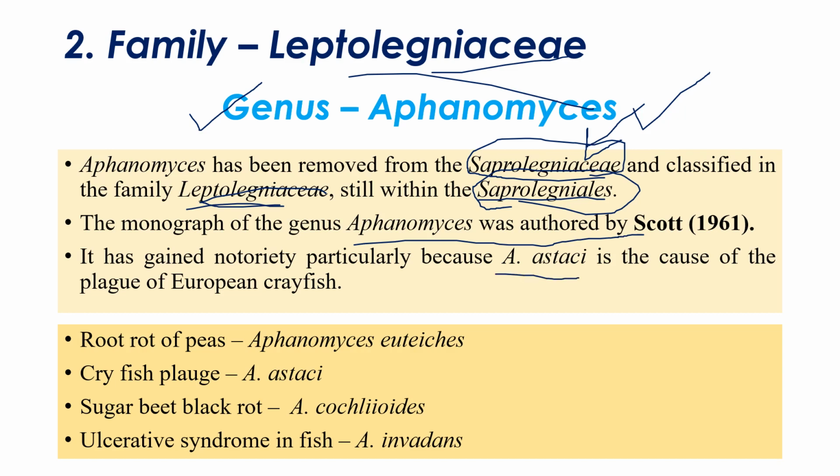There is a species, Aphanomyces astaci, which causes plague disease in European crayfish, and it is very difficult to control. With that momentum, this fungus gained importance. A couple of Aphanomyces species cause disease in fish as well as crops. Root rot of peas is caused by Aphanomyces euteiches. Crayfish plague is caused by Aphanomyces astaci. Sugar beet black root rot is caused by Aphanomyces cochlioides, and ulcerative syndrome in fish is caused by Aphanomyces invadans. These are the important species of Aphanomyces.